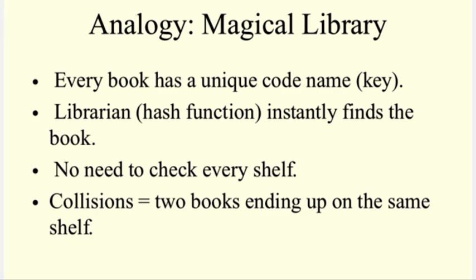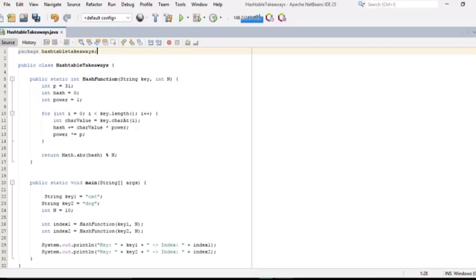So, in this analogy, the key is like mao ang book's code. The hash function is ang magical librarian nga kahibaw asa ibutang og asa makuha ang books. And the hash table mao ang whole system sa library. Now, let's look at the Java code I am going to use.